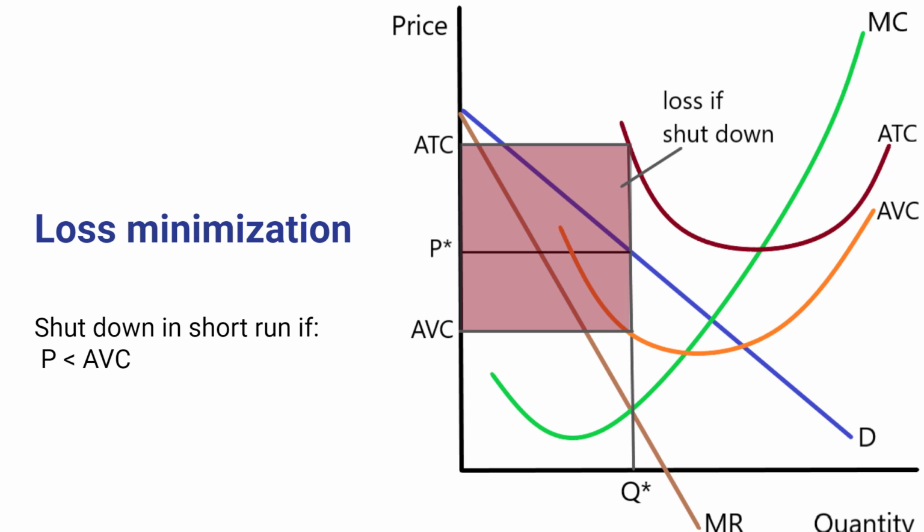In the long run, however, all costs are variable. So there are no fixed costs. In the long run, monopoly firms have to cover all the costs.